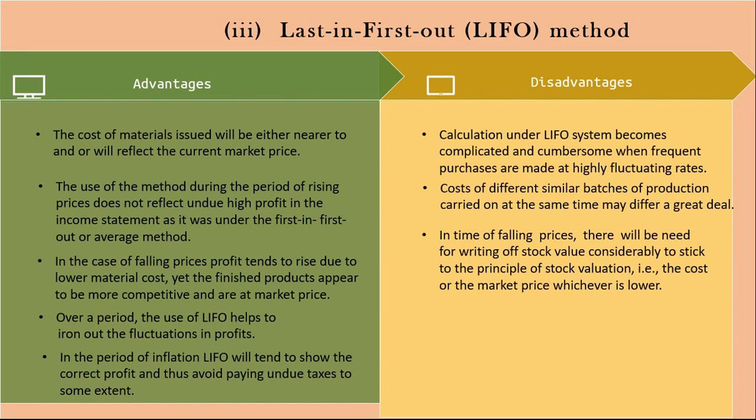Disadvantages: calculation under LIFO system becomes complicated and cumbersome when frequent purchases are made at highly fluctuating rates. Costs of different similar batches of production carried on at the same time may differ a great deal. In time of falling prices, there will be need for writing off stock value considerably to stick to the principle of stock valuation, i.e., the cost or the market price, whichever is lower. This method of valuation of material is not acceptable to the income tax authorities.